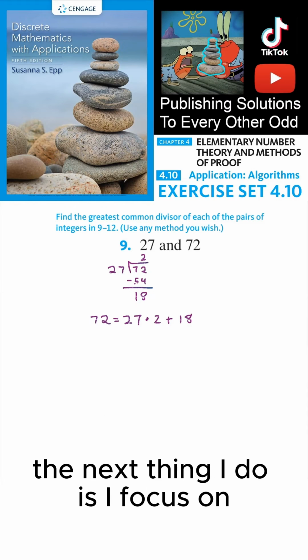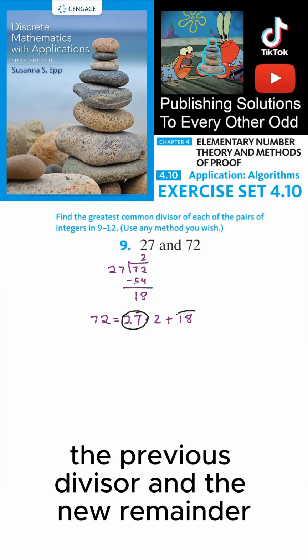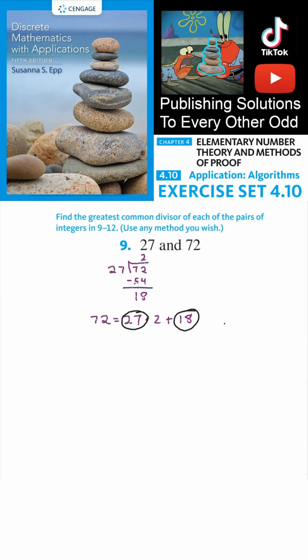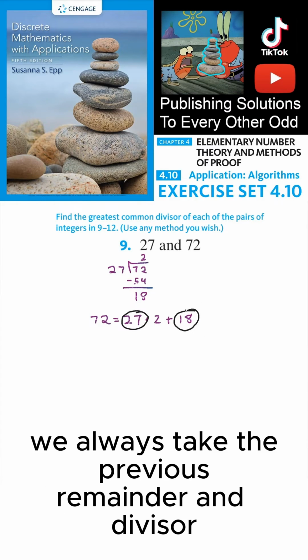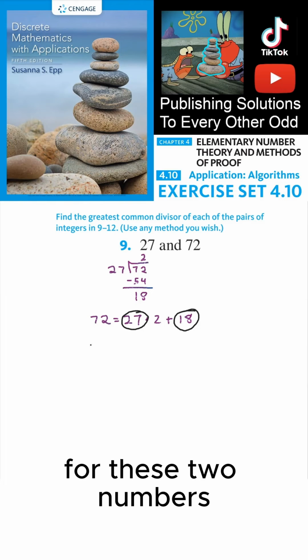The next thing I do is I focus on the previous divisor and the new remainder. And we're going to do this over and over again. We always take the previous remainder and divisor. And now we're going to do the Euclidean algorithm for these two numbers.